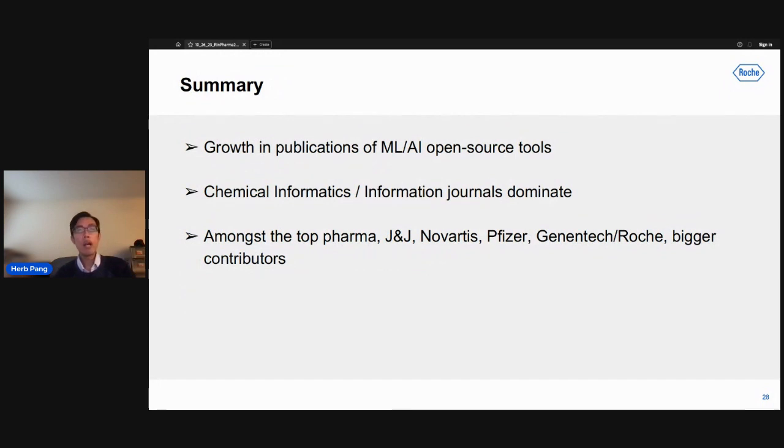So in summary, there's definitely growth in publications of ML and AI open source tools. And chemical informatics journals really dominate. Amongst the top pharma, J&J, Novartis, Pfizer, Genentech, Roche, and others are bigger contributors, but hopefully many other companies can also join forces to make things open source and also use more R.